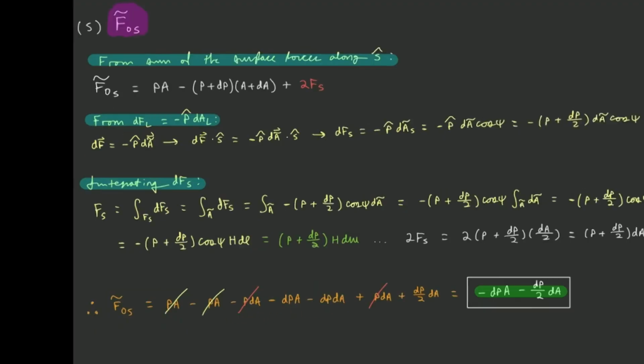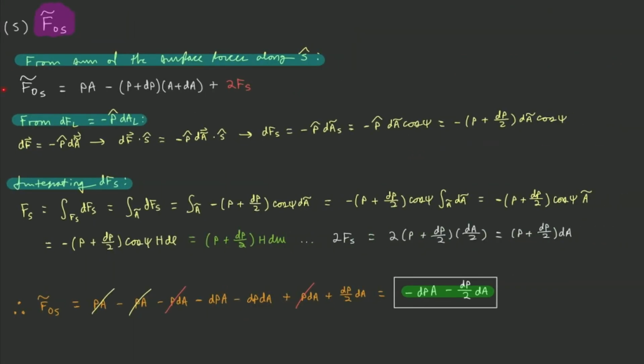How do we get that? Well, we know exactly that F tilde OS is equal to this quantity right here. We have PA, we distribute this, we have 2Fs, which is this quantity right here. We simplify and we get that F tilde OS is equal to negative dPA minus dP over 2 times dA. This is the second sub-equation that we need for our overall force balance.